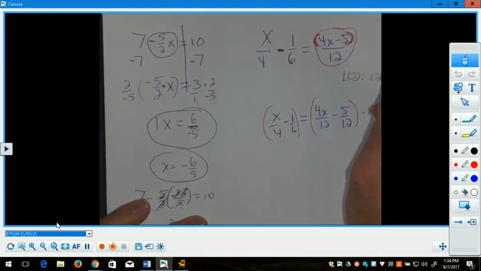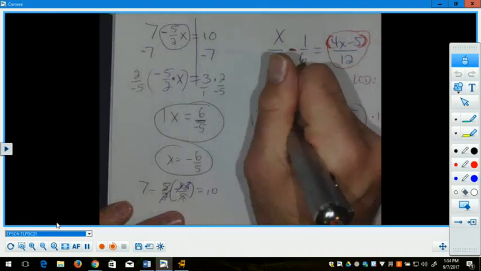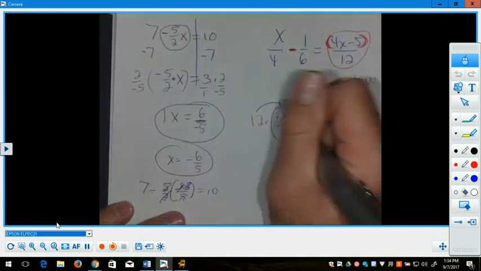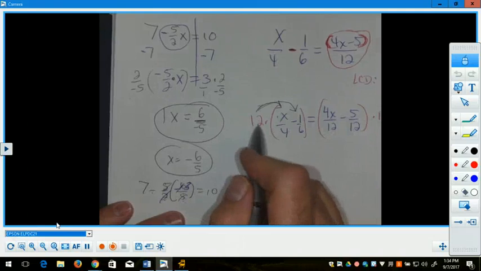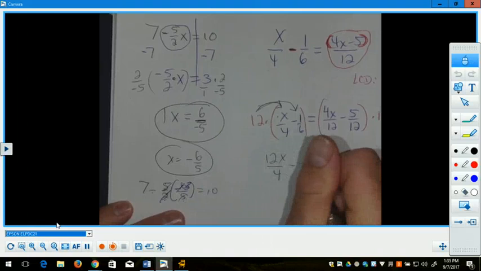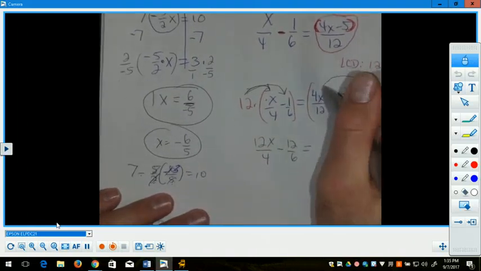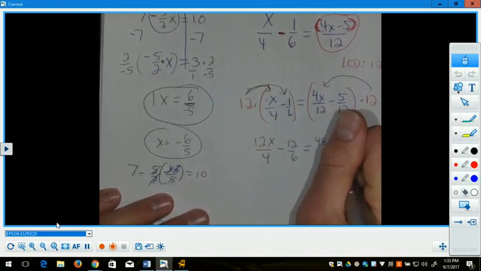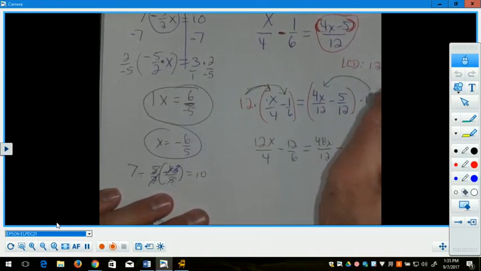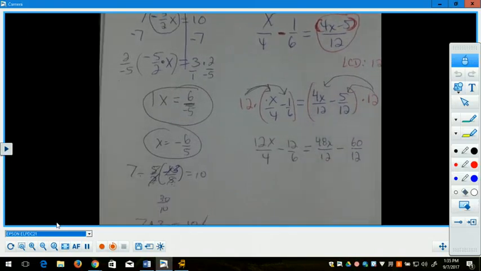To each of these fractions, to both sides of this equation, our goal is to eliminate the denominators. So we are going to multiply both sides of the equation by 12. We're going to distribute that 12 in. It's 12 over 1, so really it's being multiplied by the numerators. So this becomes 12x over 4 minus 12 over 6. On the right-hand side, it becomes 48x over 12 minus 60 over 12. We still have fractions, but that's because we haven't reduced yet.